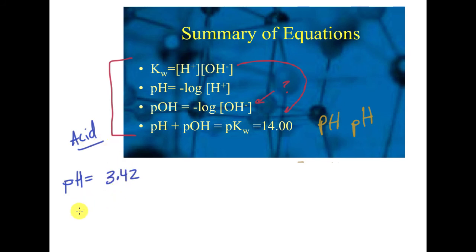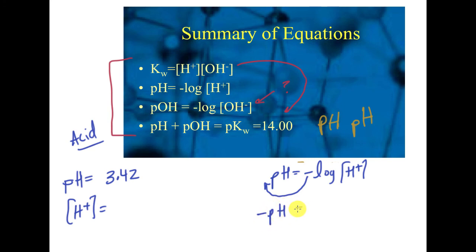I want to know what's the concentration of the hydrogen ion. So what I have to do is take pH is equal to negative log of the hydrogen ion concentration. What I'm solving for is the hydrogen concentration. On your calculator there is a button. First, let's get the negative onto this side. So I have negative pH is equal to the log of the concentration of the hydrogen ion.